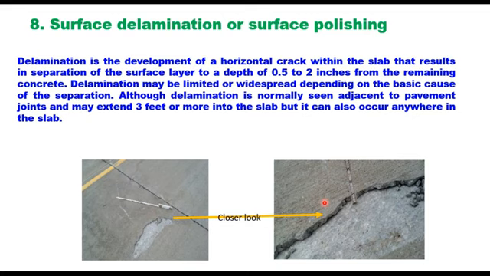Surface delamination or surface polishing. Delamination is the development of a horizontal crack within the slab that results in separation of the surface layer to a depth of 0.5 to 2 inch from the remaining concrete. Delamination may be limited or widespread depending upon the basic cause of the separation. It is generally seen adjacent to pavement edges and may extend 3 feet or more into the slab, but it can also occur anywhere in the slab.